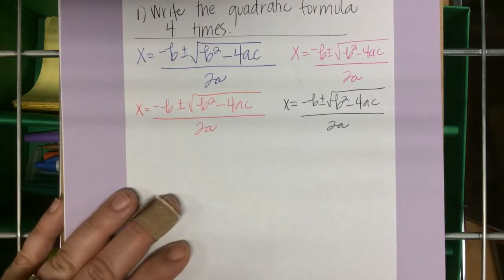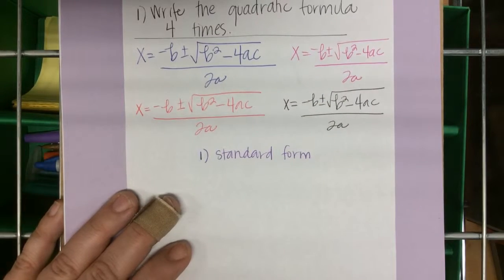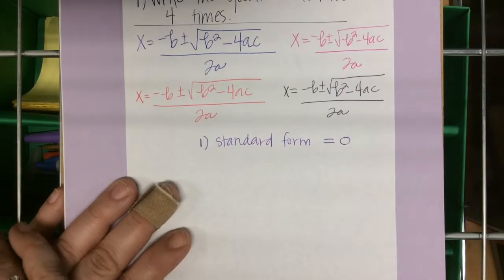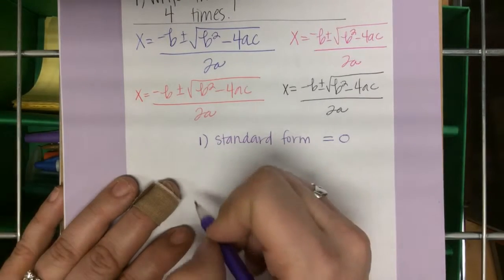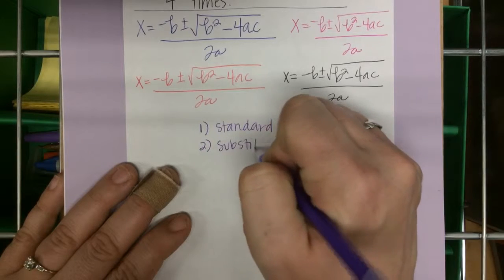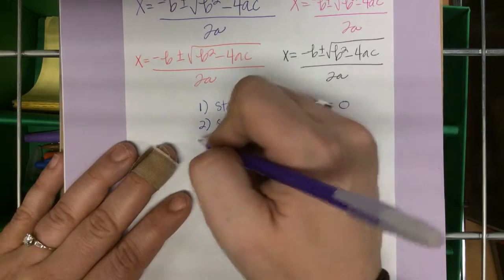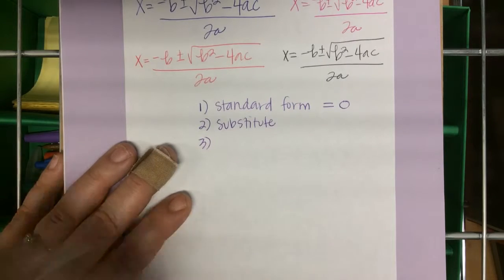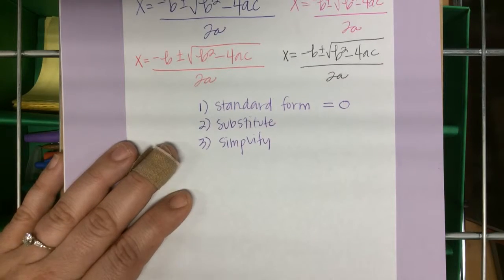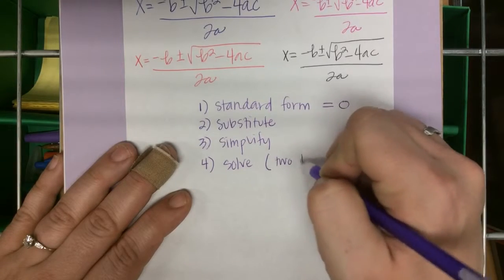The steps that we learned yesterday with the quadratic formula, the first one was that it needed to be in standard form. And standard form just means that we had it equal 0, correct? After it was in standard form, it got really easy. What was rule number 2? Substitute. After you substituted, step 3 was simplify. And last but not least, step 4 was solve. And we solve 2 times.